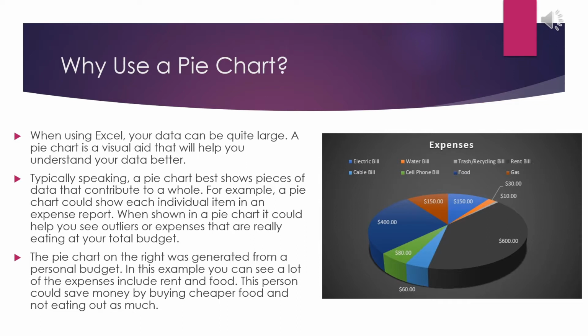When shown in a pie chart, it could help you see outliers or expenses that are really eating at your total budget. The pie chart on the right was generated from a personal budget. In this example, you can see a lot of expenses include rent and food. This person could save money by buying cheaper food and not eating out as much.